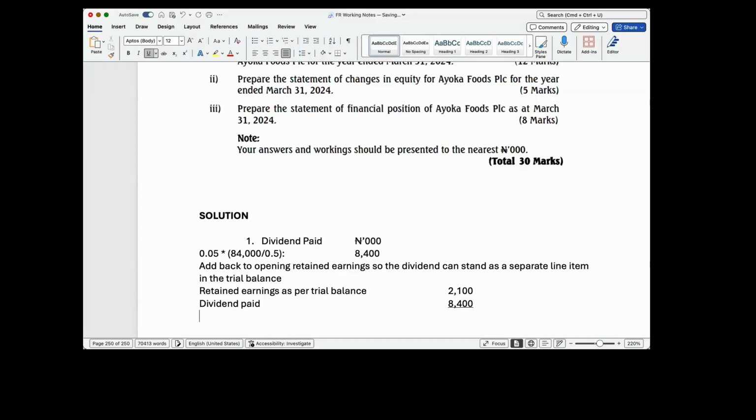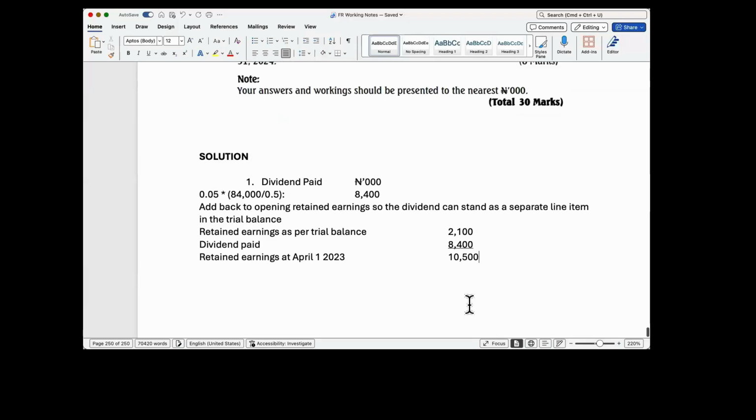So this is my retained earnings at the beginning of the year. I've taken it back to the beginning of the year. I said it's 10,500. So that's what I need to do for that note 1. I'm done. I know exactly what I need to do.